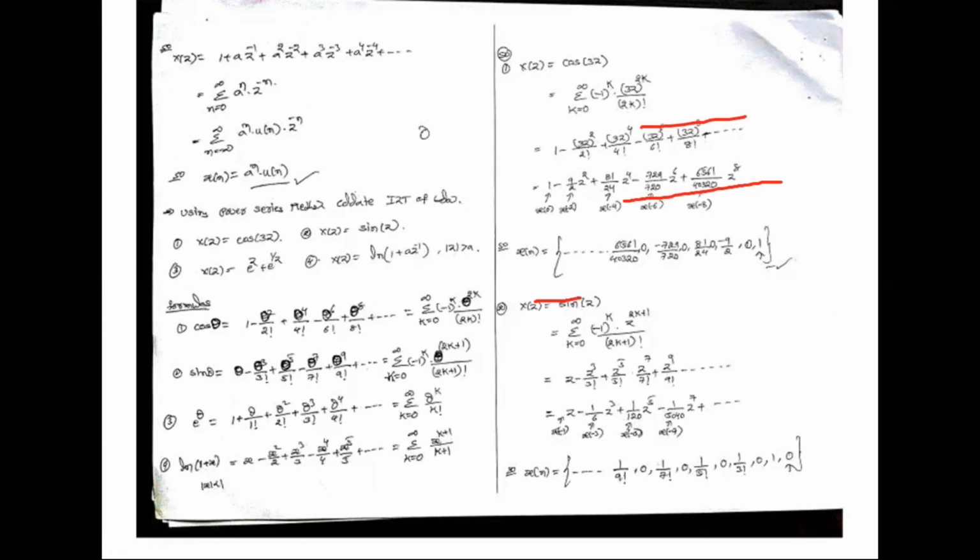What is cos theta? We know cos theta is equal to 1 minus theta square by 2 factorial plus theta power 4 by 4 factorial minus theta power 6 by 6 factorial. This is a formula, my students. And sin theta is an odd function, while cos theta is an even function. Sin theta is theta minus theta cube by 3 factorial plus theta power 5 by 5 factorial minus theta power 7 by 7 factorial and so on.